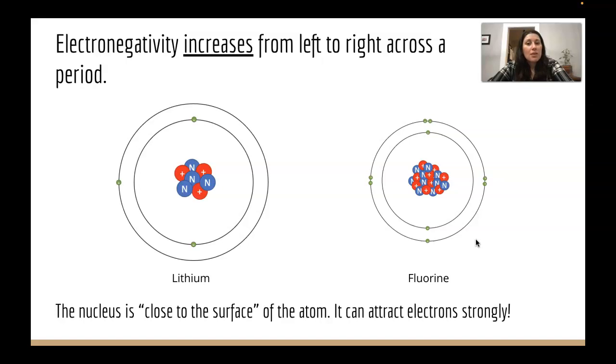Just like ionization energy, electronegativity increases from left to right. So if we compare lithium and fluorine, fluorine is more electronegative. It's also because fluorine is smaller. Since all those valence electrons are being pulled in tighter by the nucleus, which is closer to the surface, it's felt a little bit more on the outside, and it can attract those electrons more strongly.